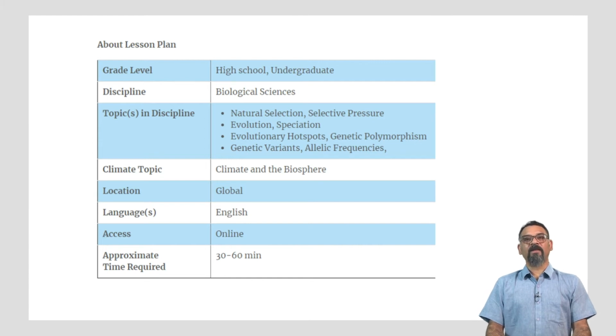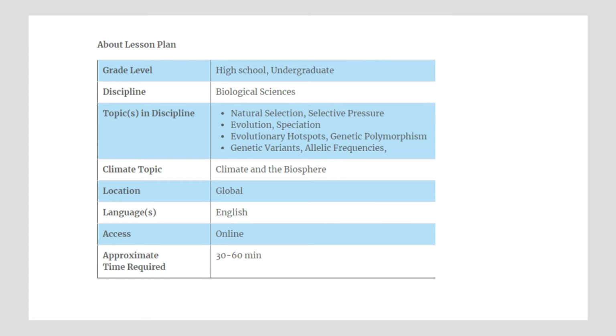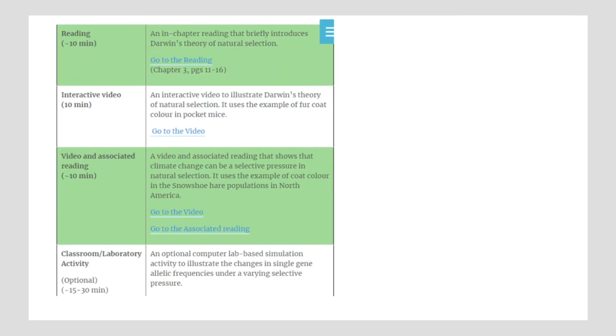This lesson plan is suitable for the undergraduate level. It is in the biological sciences. The topics in the discipline which can be taught using this lesson plan include natural selection, selective pressure, evolution, speciation, evolutionary hotspots, genetic polymorphism, genetic variants, allelic frequencies. This is present online and the approximate time required for this lesson plan is between 30 to 60 minutes.